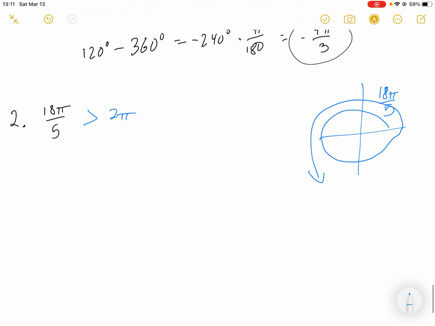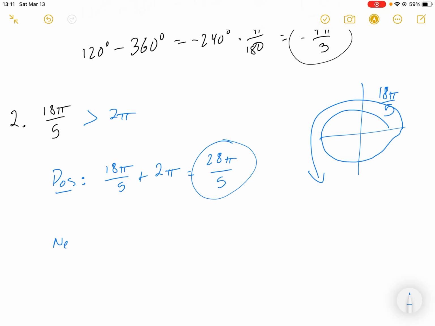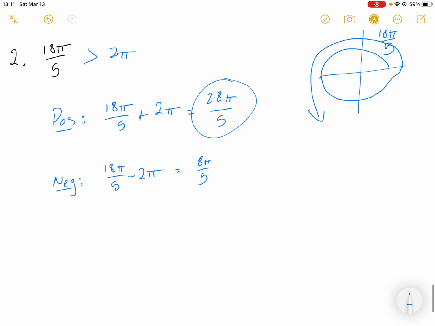So in this problem, once again, let's just say we wanted a positive and a negative. So for my positive, I could still add 2 pi to that. And so I would end up with 28 pi over 5. So there's one coterminal angle. And then if I want to get my negative, if I subtract 2 pi, that's going to give me a positive 8 pi over 5. So I haven't done my negative coterminal yet.